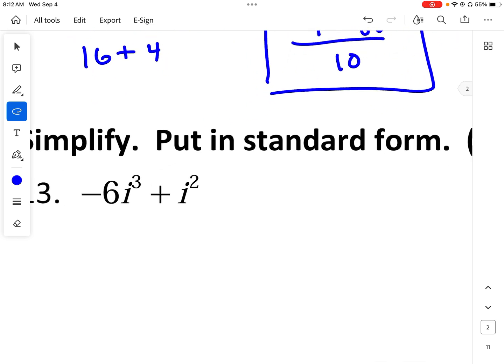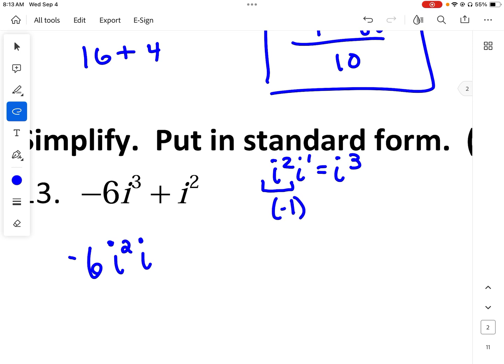So let's look here. All right, we're simplifying, putting it in standard form. So this is going to be -6, and then i cubed means i 3 times, right? But I can take out an i squared and keep another i. And the reason I did that is because i squared times i is i cubed. And what we want is to be able to take this i squared and make it -1.